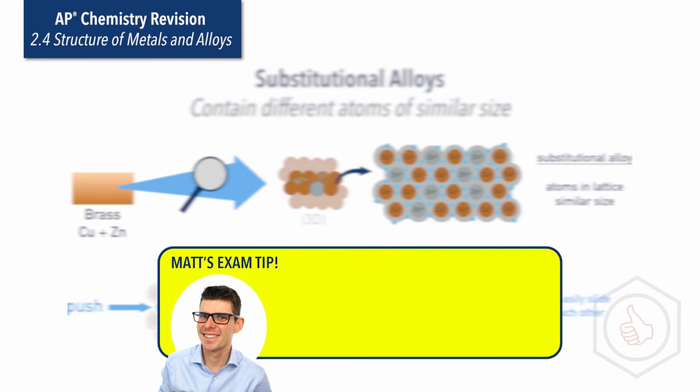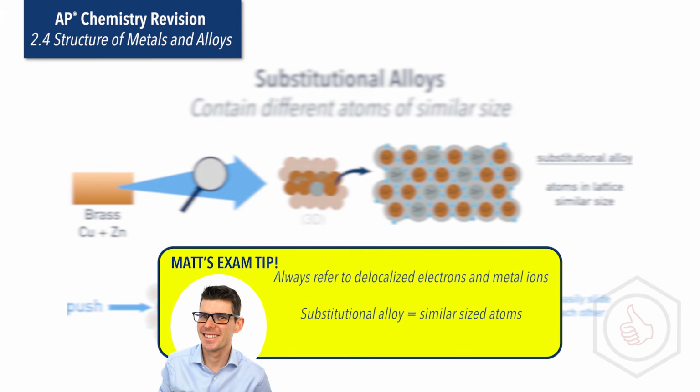Exam tip here: if you are asked to explain the structure of a metallic solid or alloy, make sure you refer to delocalized electrons and positively charged metal ions. For alloys, it's really important you also refer to the type of alloy that it is, interstitial or substitutional. If the atoms that make up the alloy are a similar size, then it will be a substitutional alloy. If the atoms are a different size, it will be an interstitial alloy.